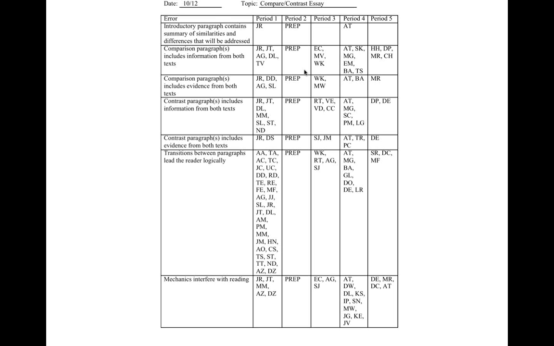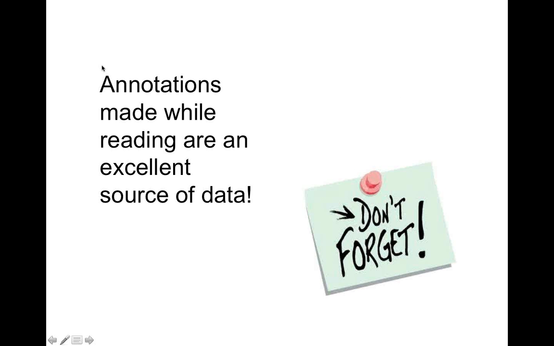We tend to teach and reteach the average kinds of errors and mistakes students make. And I want to remind us that annotations, the notes kids make while they read, are an excellent source of formative assessment data. We get kids taking notes on the text. We get a glimpse inside their mind as they're reading. Most of our assessments are after the reading has already been done. When we look at their annotations, especially first read, second read, third read, we get a sense of what they were thinking while they were reading.